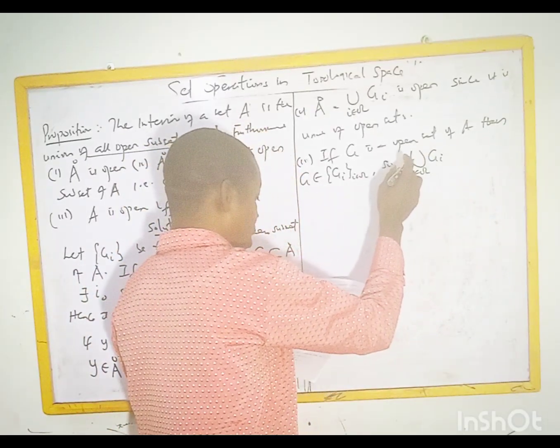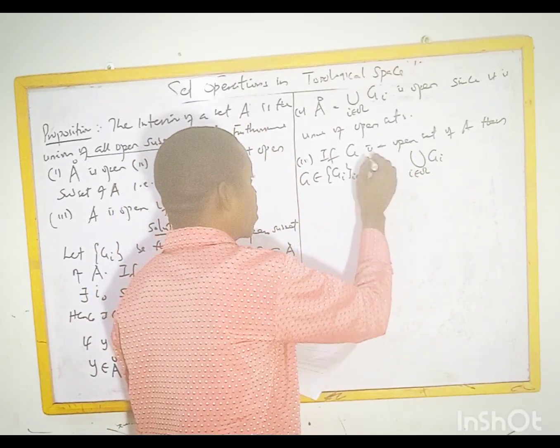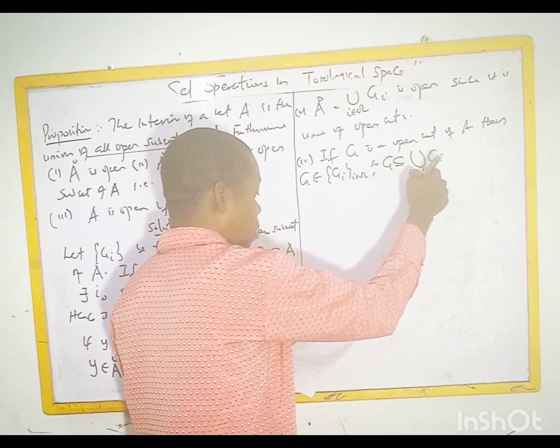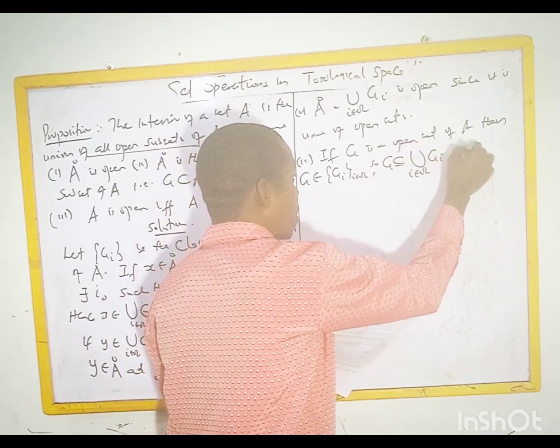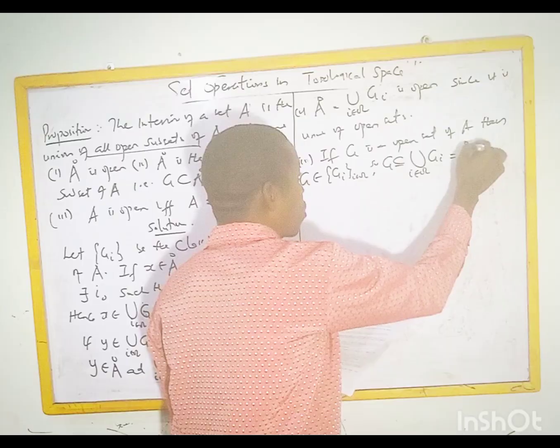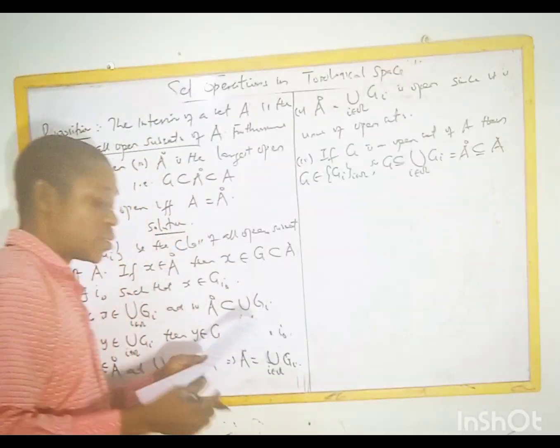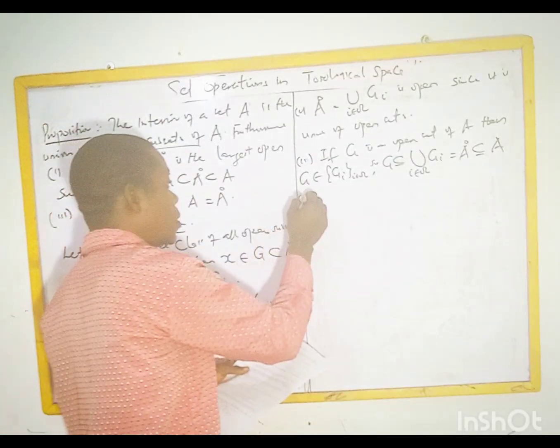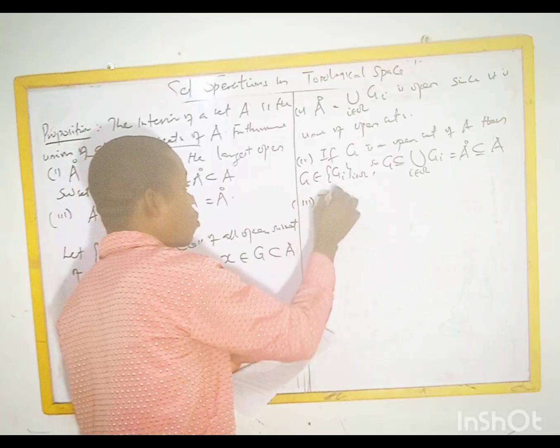So we can say that G is a subset of this. I got that, which gives us what? A interior, which is also a subset of that A.